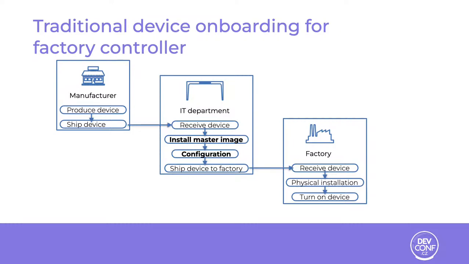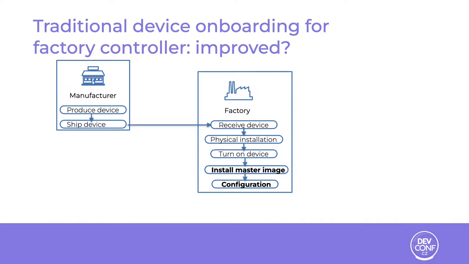So which ways could we shorten this and get rid of the logistics overhead? One of the initial ways could be that instead of sending it out to an IT department, the manufacturer sends it directly to the factory where it's supposed to be used. And then someone on the factory floor will install the master image, so the operating system, and perform the initial configuration.